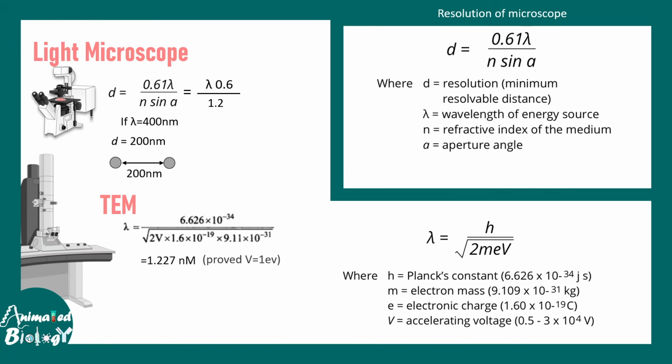Now if you use a higher accelerating voltage, the lambda of the electron would be even lower. So the resolution would be even higher. The lower the lambda, the smaller the distance that can be resolved apart. So the better the resolution. This is how TEM is much better in terms of resolution.